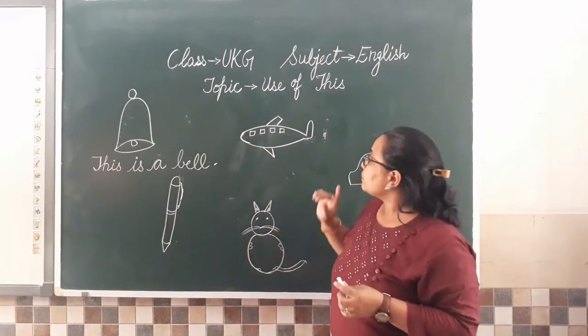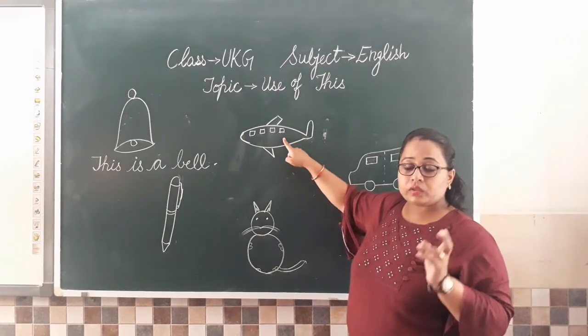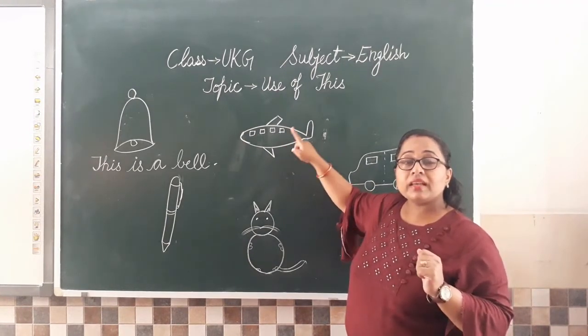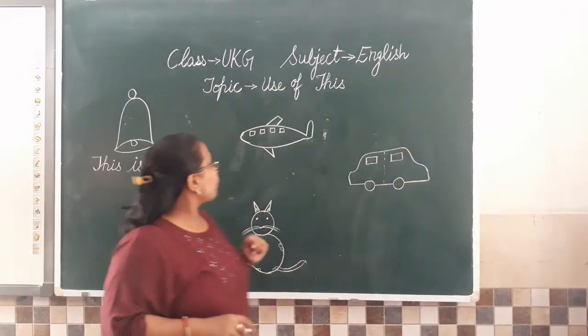I will tell you later. Now next we have a jet. So how are you going to make a sentence? This is a jet. Clear? So how will we write that?